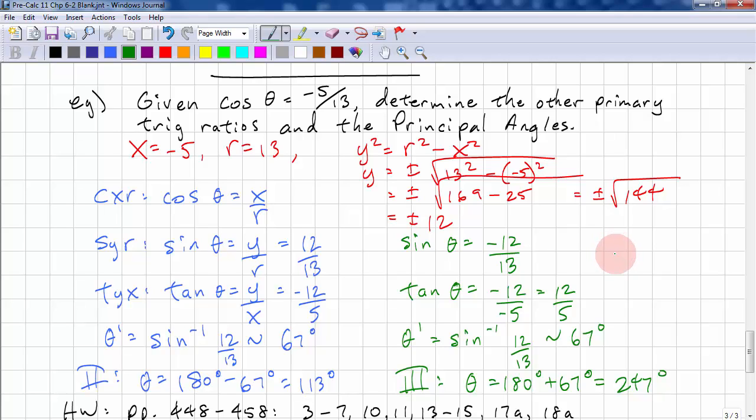And if you want to learn how to do all this in radians, watch the radians video. But that completes this lesson.